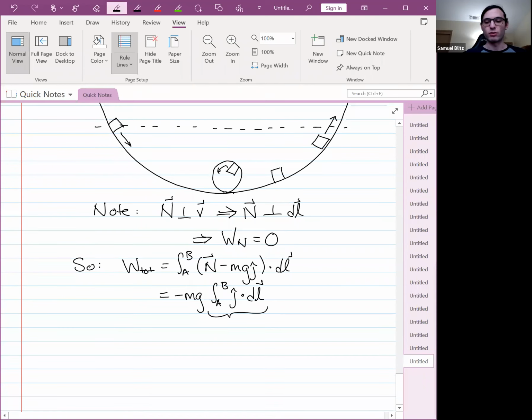What is this thing? What is an integral of j dot dl from a to b? Well, it turns out, through some mathematical magic, to be the vertical displacement. Yeah, it's the displacement in the vertical direction, which we'll call delta y.